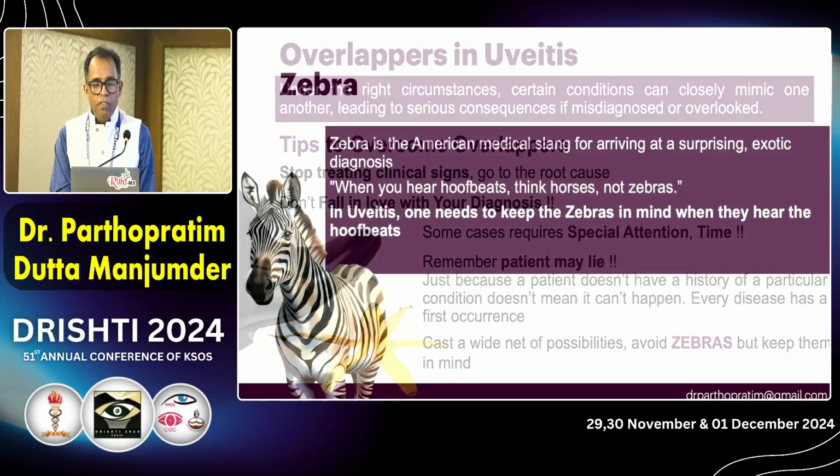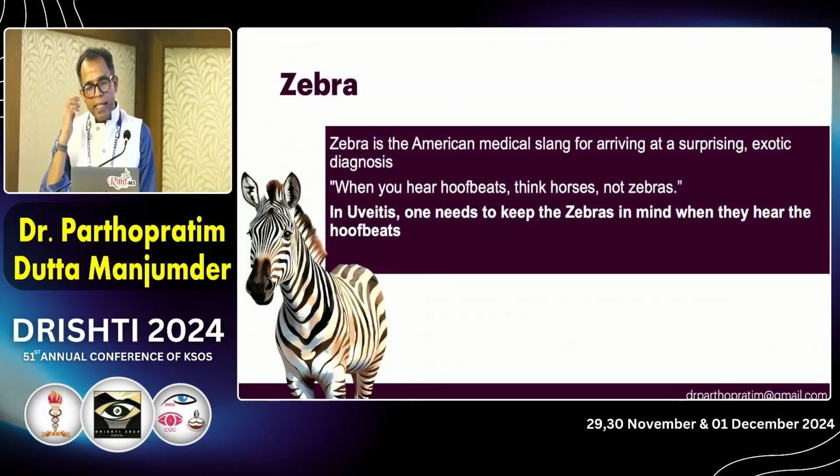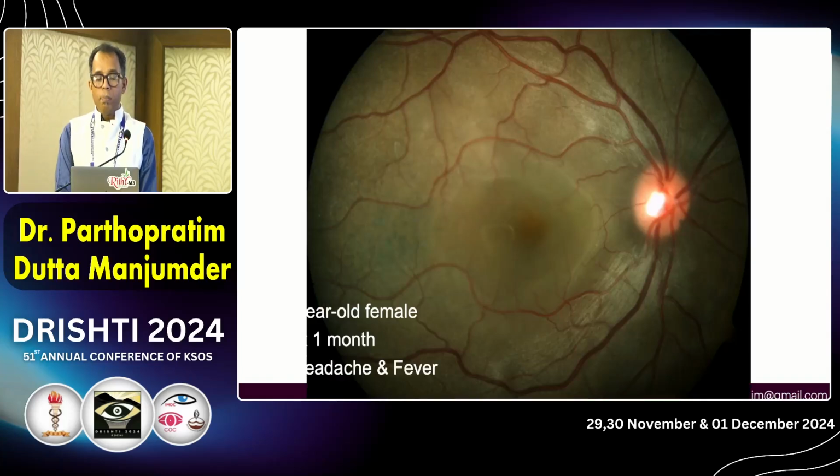mind. Now the zebras, if you know, is an American medical slang for a surprising and exotic diagnosis. So it is said that Professor Jonathan used to tell that when you hear hoofbeats, think about horses, not zebras. But uveitis is such an entity. Here, when you hear the hoofbeat, you have to always remember that it can be a zebra also coming to your OPD. So that is very important. For example, I'll show you this case.